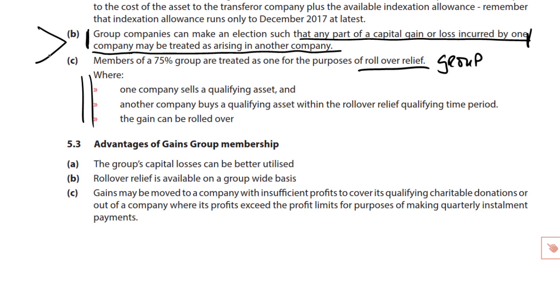Any part. We're not shifting all of the gain, all of the loss, though of course we can do that. The election is far more flexible. It allows any part of a gain or loss made by one gains group member to be deemed to have been made by any other. Well, that's fine, but so what? What does it do for us? Where are we going to apply it? Why would it be worthwhile? And the first point we have here is that the group's capital losses can be better utilised.